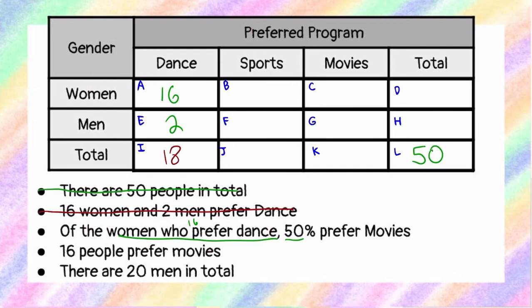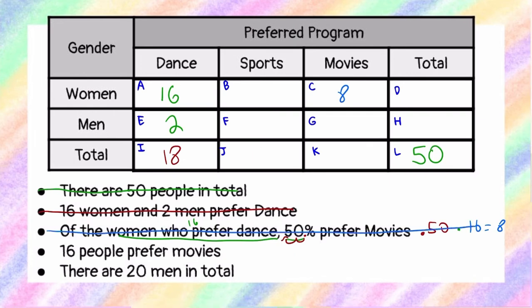That would be 8. We can get this by turning 50% into a decimal and doing 0.50 times 16, which is 8, or you could just kind of do that in your head because half of 16 is 8. So 50% prefer movie. So I'm going to put my 8 right there. And that should finish up clue number 3.